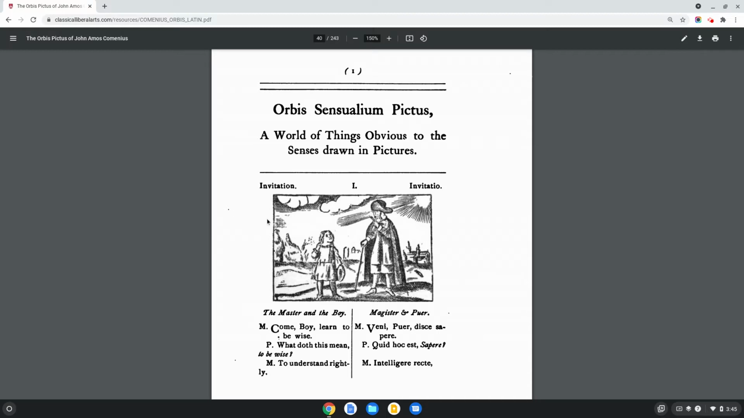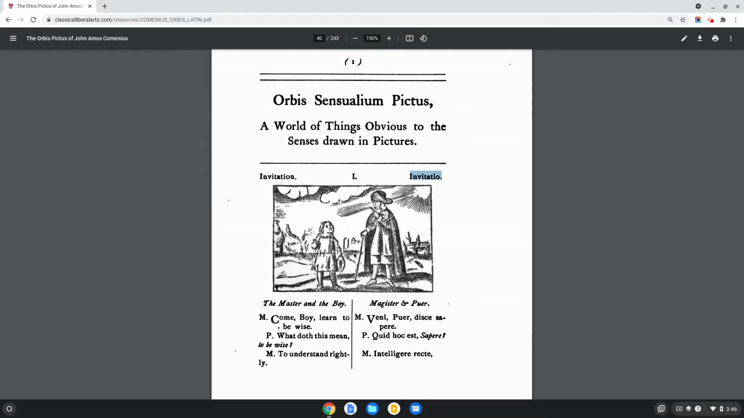So let's walk through this first lesson together. I'll read through the Latin with you and help you see how the book works so that you can begin studying on your own. First of all, you can see the title of chapter 1 in English, invitation, and you see the Latin word which is equivalent to invitation, invitatio.